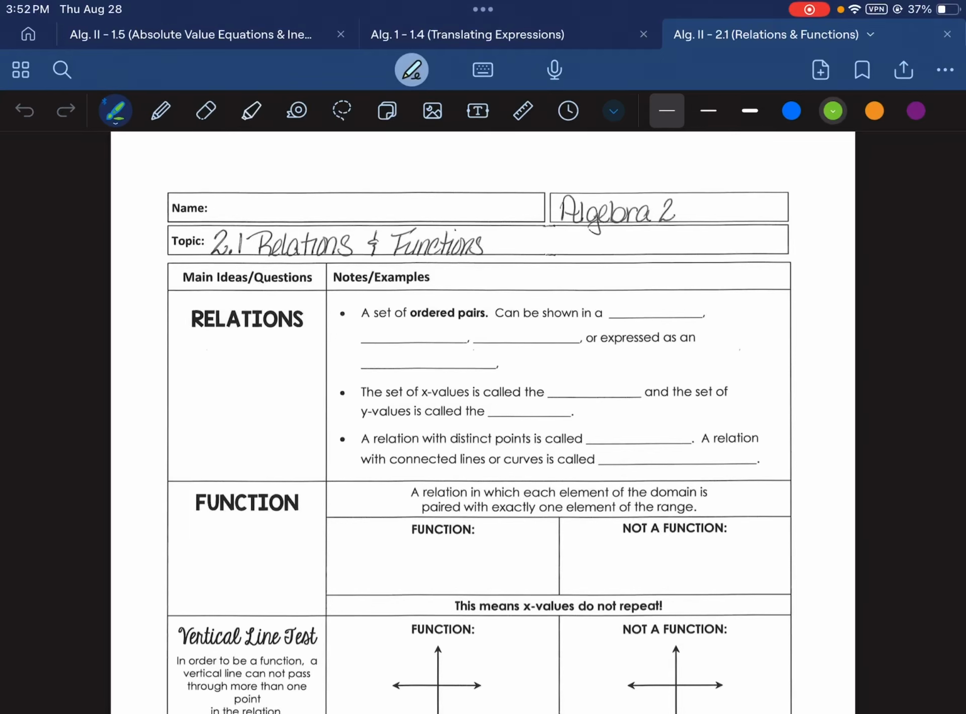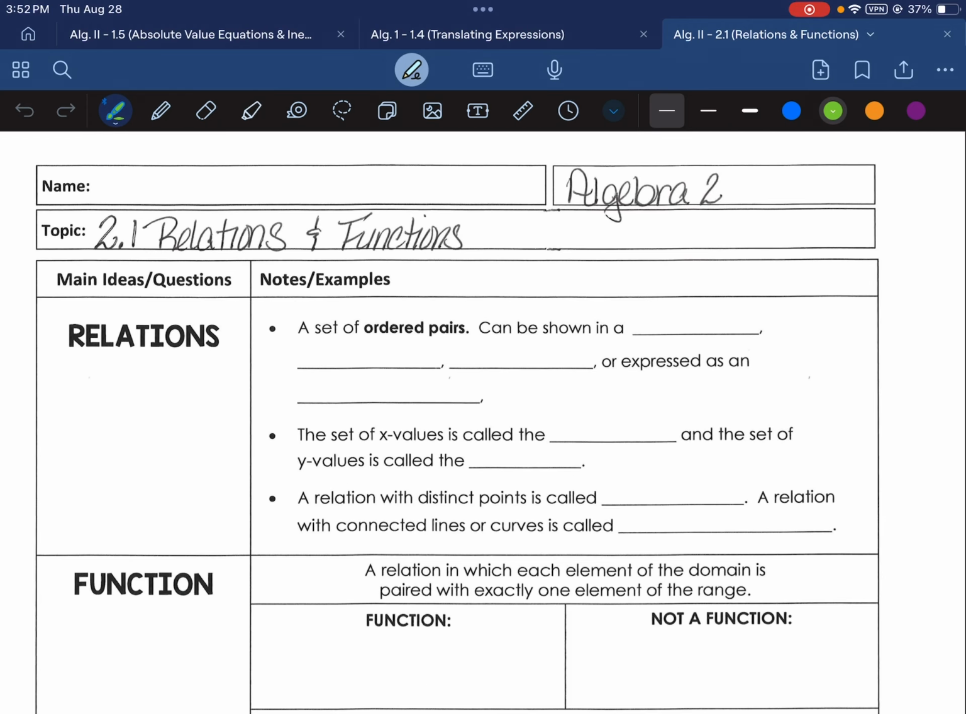Welcome everybody to Algebra 2, Section 2.1, Relations and Functions. So let's first talk about relations. It's a set of ordered pairs that can be shown in a table, mapping, sometimes called a mapping diagram, a graph, or expressed as an equation.